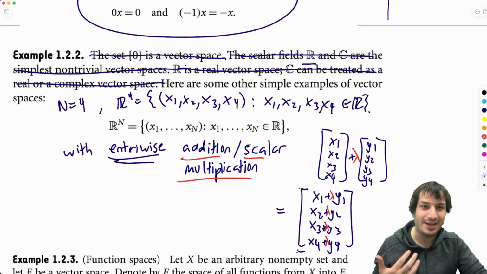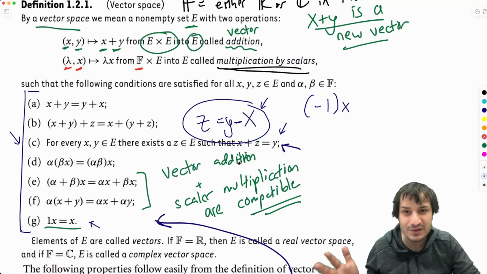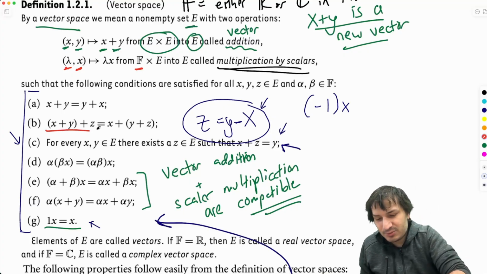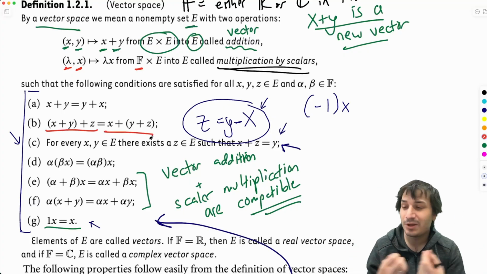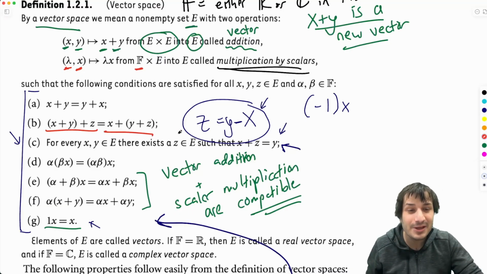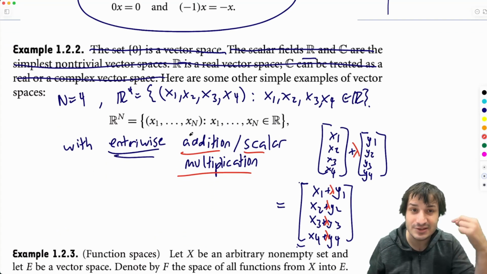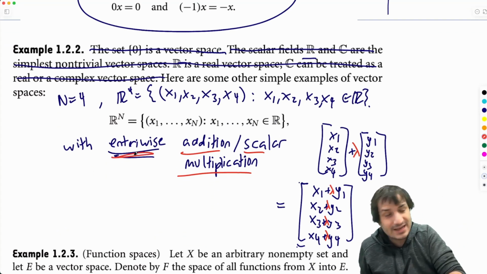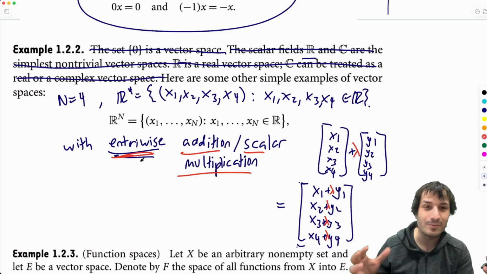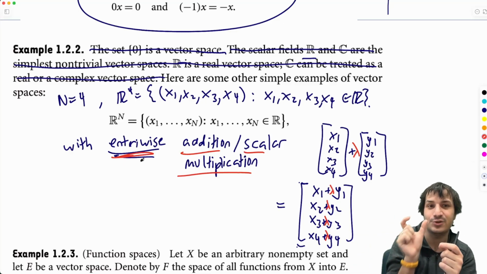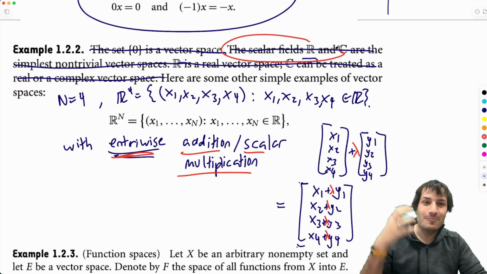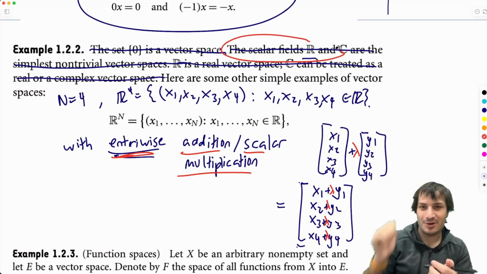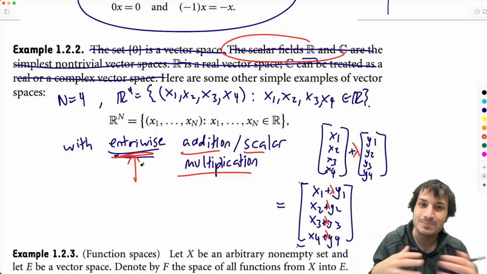And then technically you would have to go back and check, does it satisfy all these properties? Is it true that x plus y plus z is the same as x plus y plus z? And you would have to check that it's true. In this case, it's not complicated because we're doing this entry-wise thing, so everything will follow from the fact that all the properties hold for every individual entry, which is why they said R is a vector space. When R is a vector space and you stack together 4 copies of R with this entry-wise thing, it's still going to work.